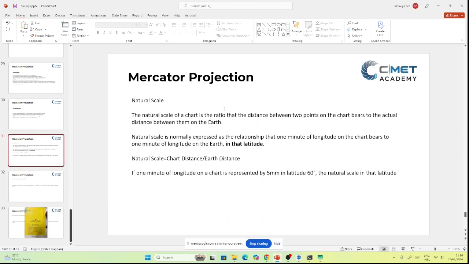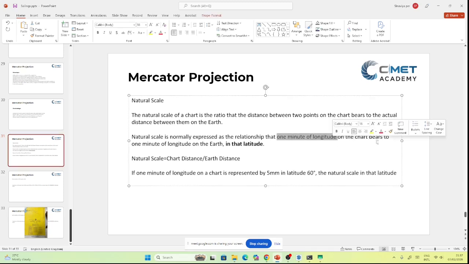Okay. Right. So the natural scale is normally expressed as the relationship that 1 minute of longitude on a chart bears to 1 minute of longitude on the earth in that latitude.